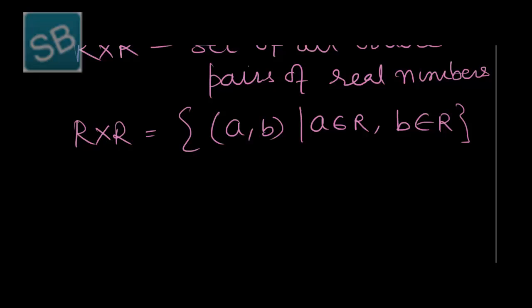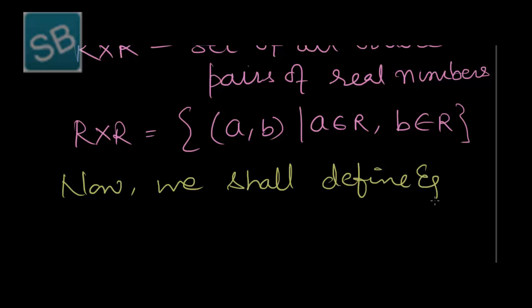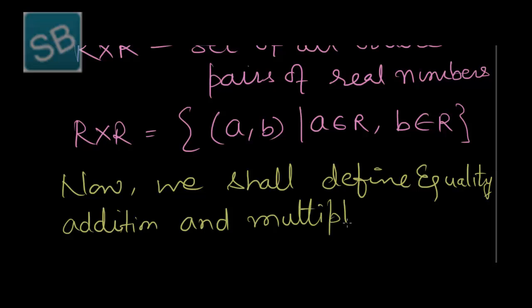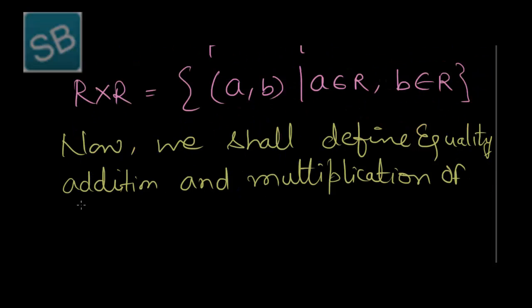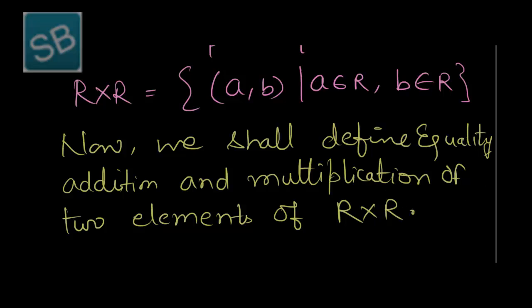So with the help of this set we form the complex number set. Now, as we defined above, we shall define algebraic operation under R cross R. That is, we shall define equality, addition, and multiplication of two elements of R cross R.